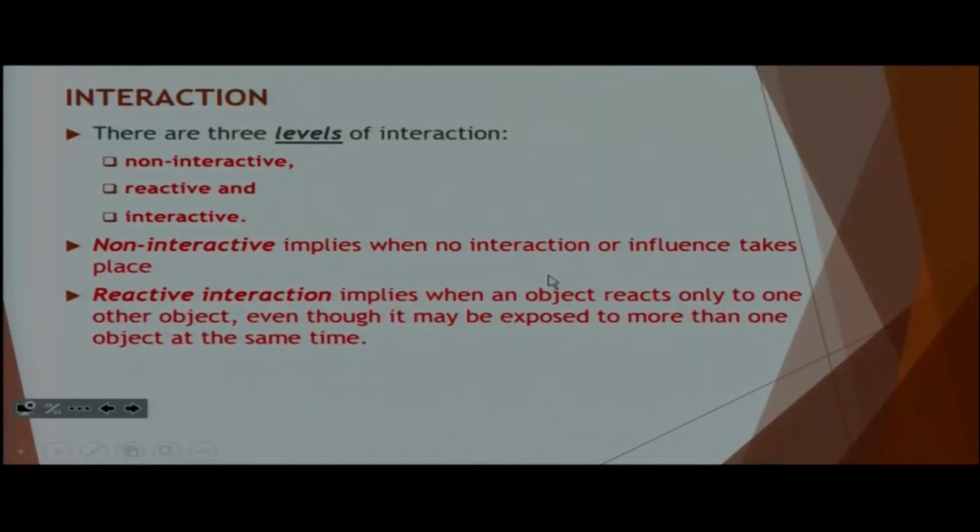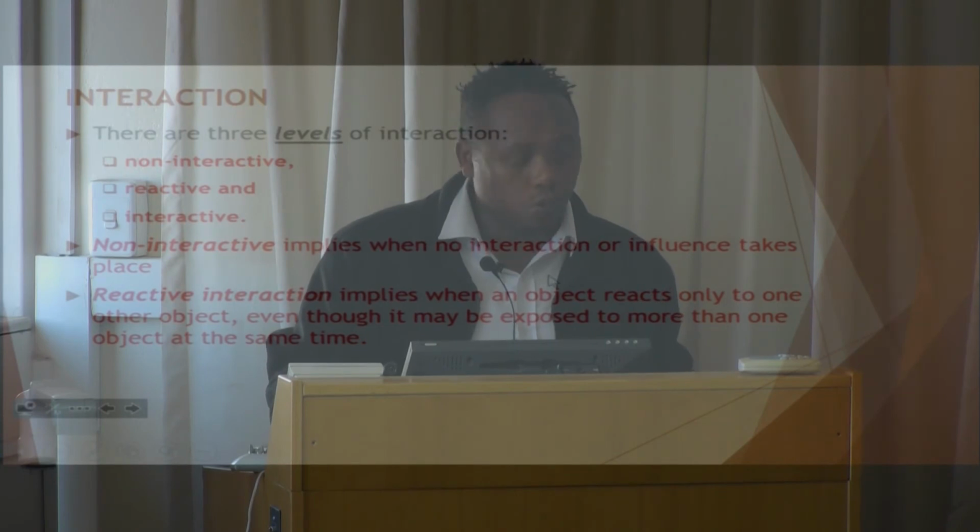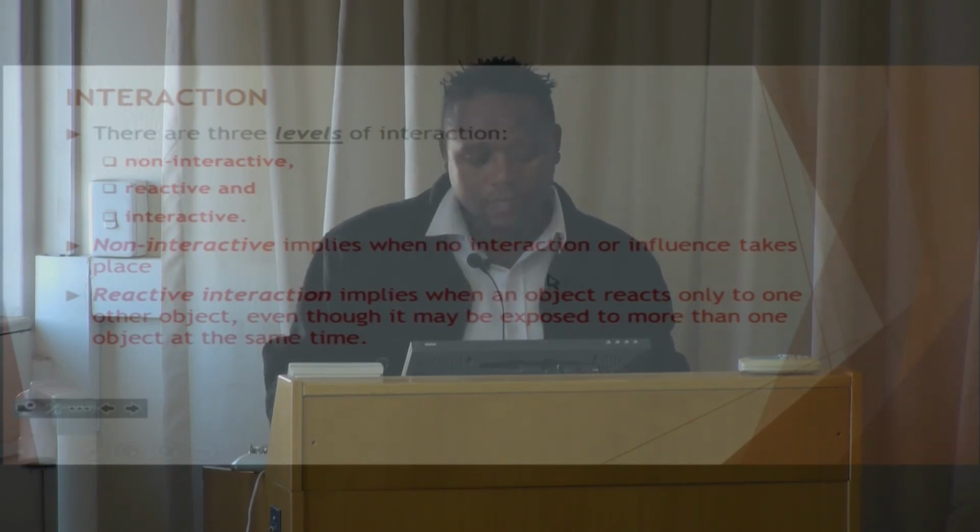Reactive interaction implies when an object reacts to one object, even though it may be exposed to more than one object at the same time. Chemistry is a big example of that. You're going to mix this, and it's going to combine with one element without combining with another one. Reactive means there's going to be some sort of reaction, collision, mixing or integration of particles, but in this case, it must react to one of the particles without necessarily reacting with another, even though it's exposed to one or more objects at the same time.